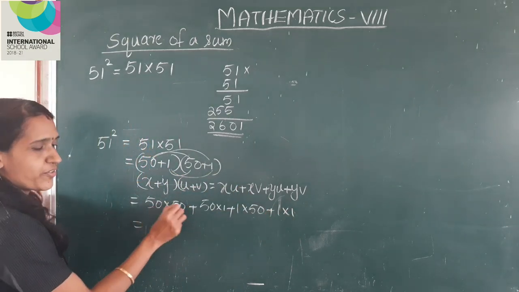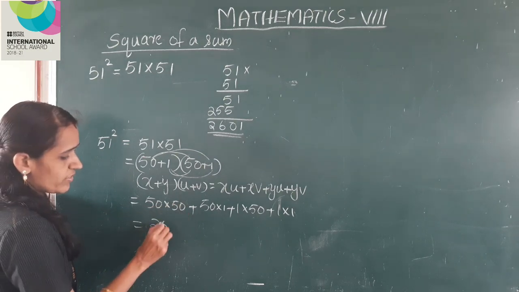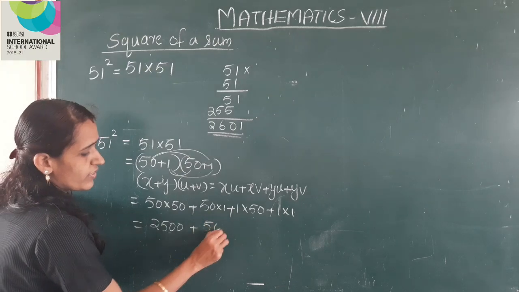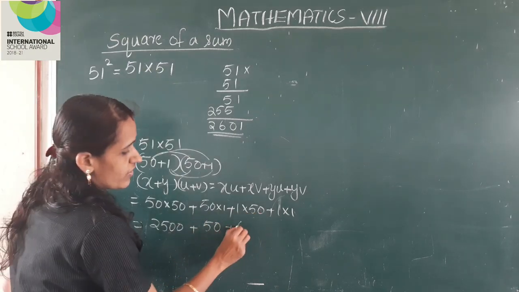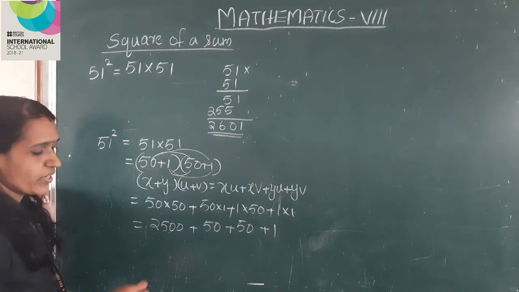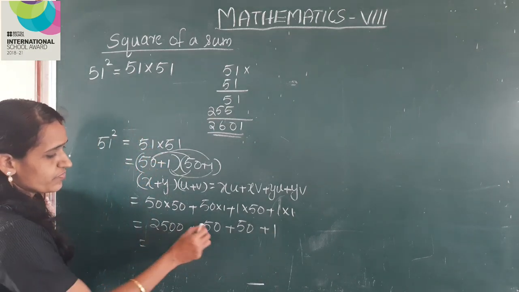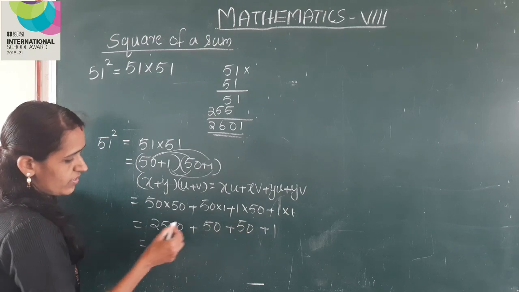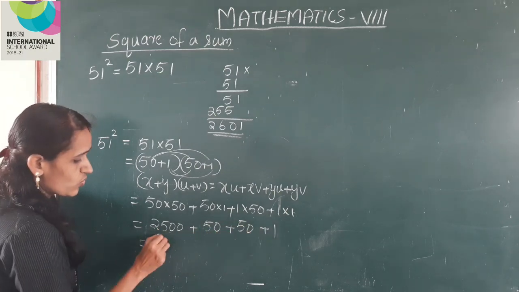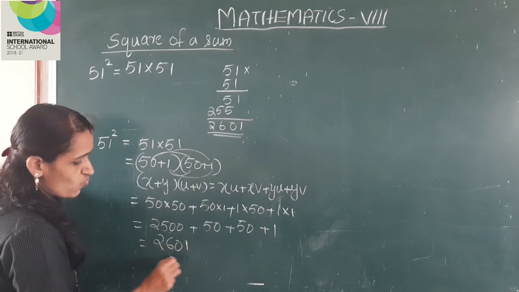Okay, 50 into 50, 2500, plus 50 into 1, 50, 1 into 50, 50, plus 1 into 1, 1. This is equal to 50 plus 50, 100. 2500 plus 100, 2600, plus 1, 2601.